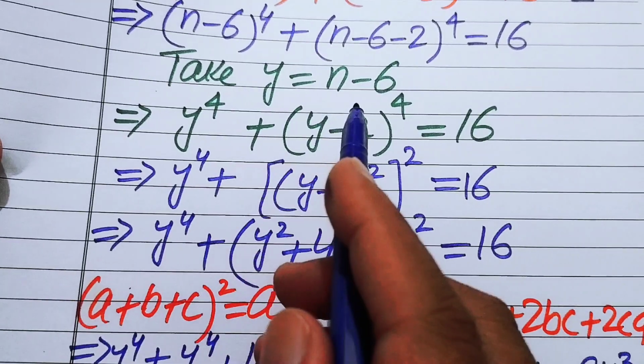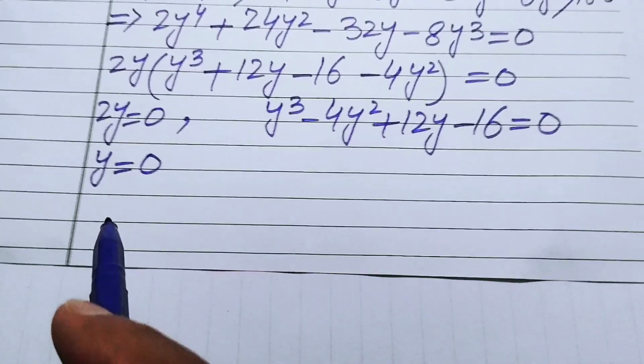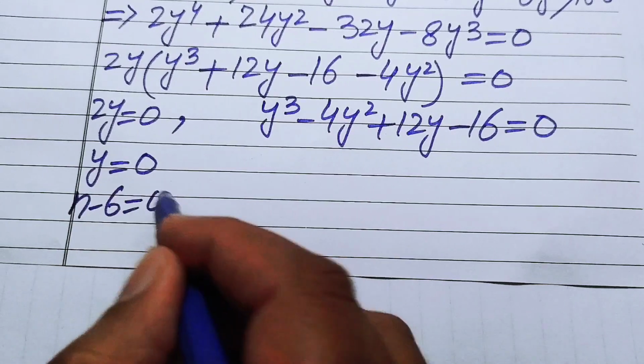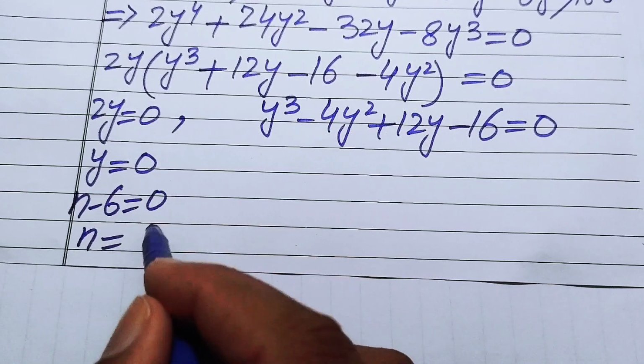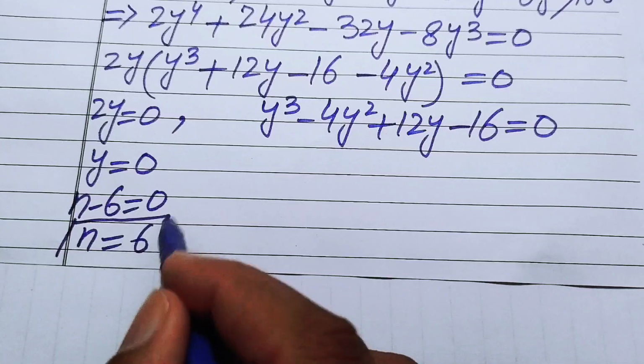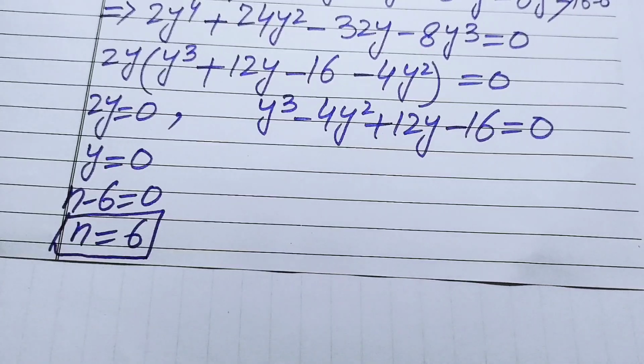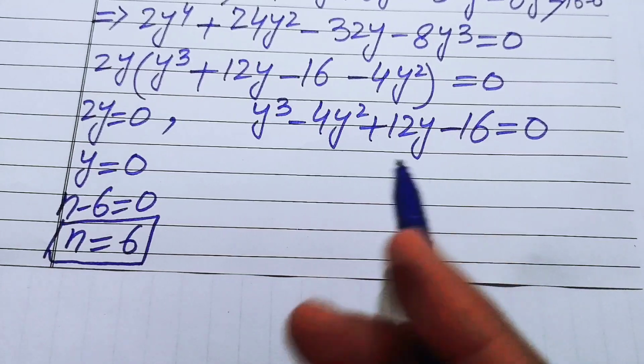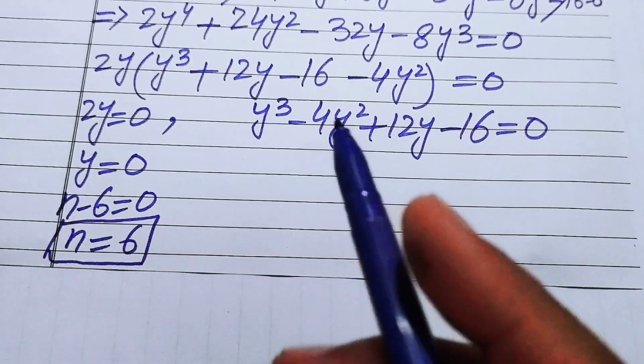At the start of the problem we took y equals n minus 6, so we back substitute the value of y, and you get n minus 6 equals 0, and our first root of this equation is n equals 6. Now, in order to find the other roots, we will solve this problem by using synthetic division.